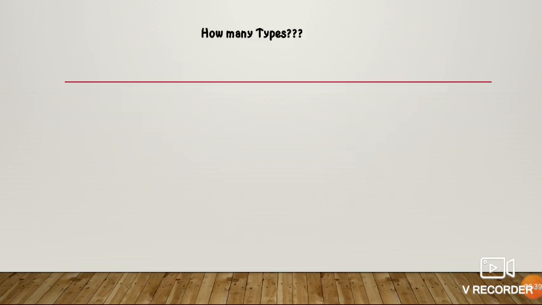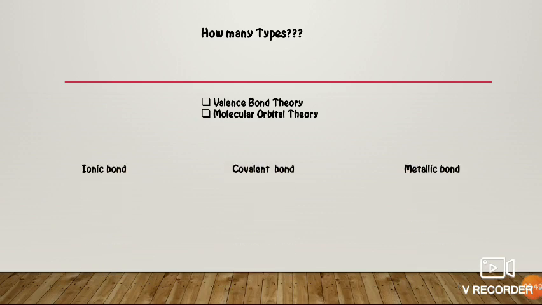Now how many types of bonds are there? There are two theories, valence bond theory and molecular orbital theory, which say that there are three types of bond: ionic, covalent and metallic. Metallic we are not touching right now. We are focusing on ionic and covalent bonds.